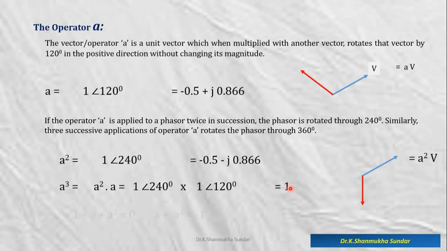Now let us see here, when we add up all these things, 1 plus A plus A square is equal to 0. A is 1 at an angle of 120, A square is 1 at an angle of 240 degrees. When you expand those things and solve it, the value will be equal to 0. 1 plus A plus A square is equal to 0. Therefore A plus A square is equal to minus 1. So this is an important operator which is used in symmetrical component analysis.